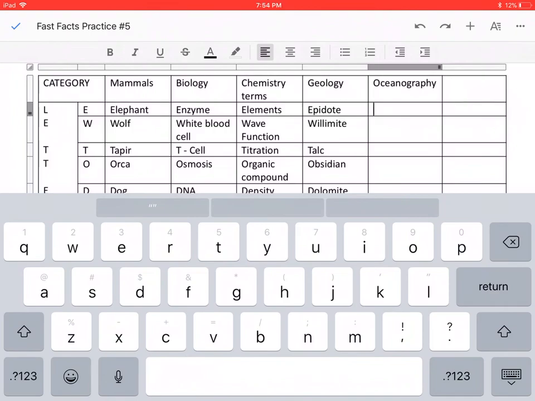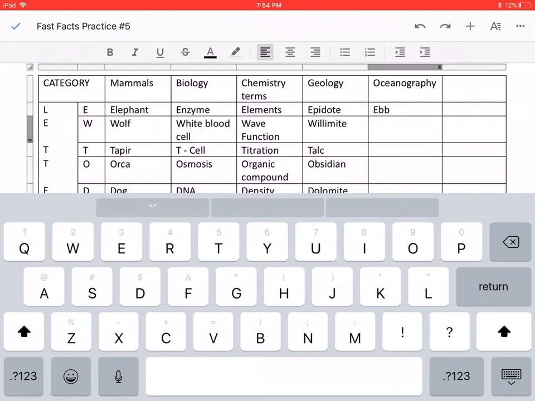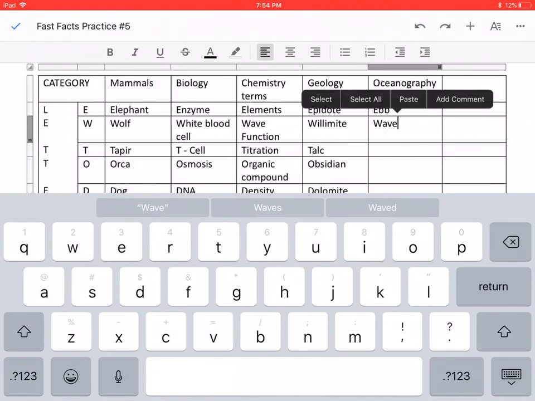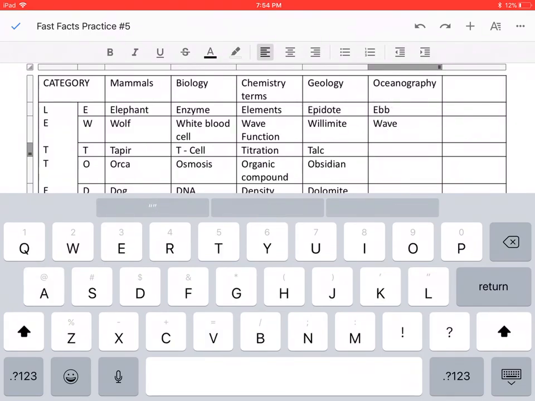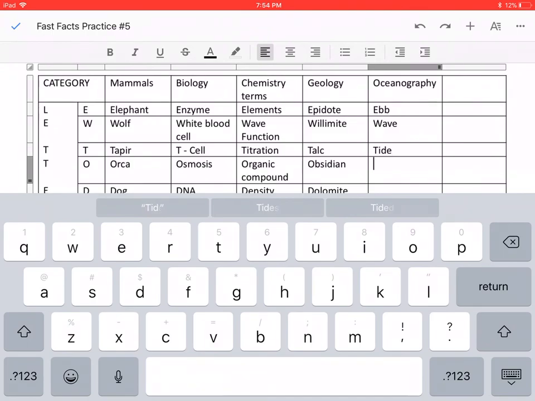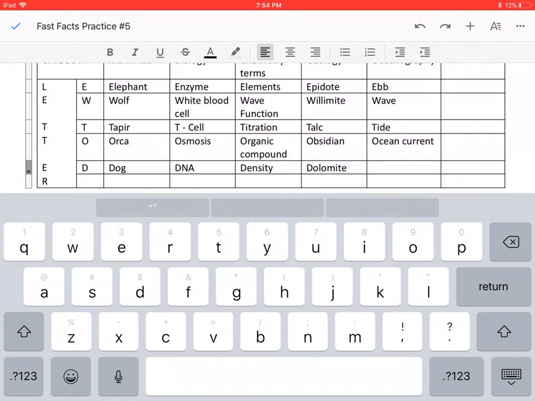Then for oceanography, for E, we have ebb. For W, wave. For T, tide. Ocean current for O. And downwelling for D.